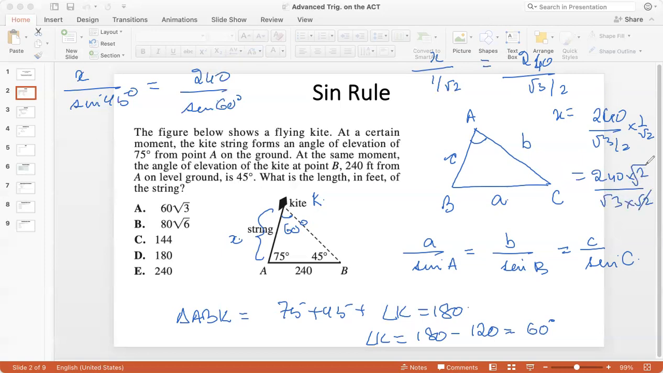This cancels and I get a root 2 here. And this 240 can be written as 80 into root 3 into root 3. So the root 3 and the root 3 cancels. And 80 into root 3 into root 2 becomes 80 root 6. So my answer is option B.